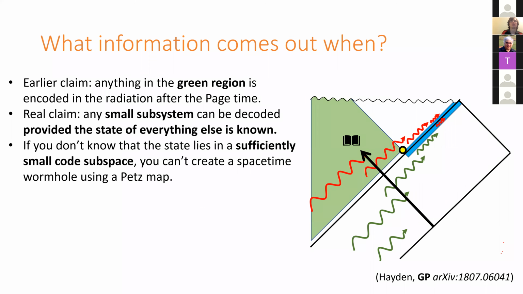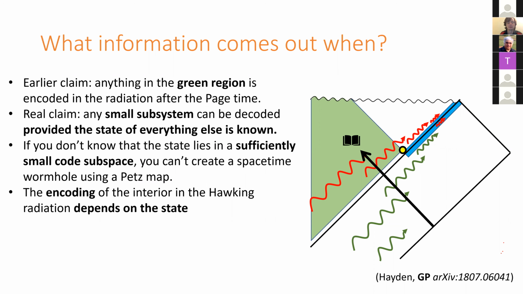in. If you don't know that the state lies in this sufficiently small code space, then when you try to create a space-time wormhole using the PETS map, it just won't work. The PETS map is different for different subspaces. If you try to use it for too big a subspace, then you just won't be able to make the wormholes connect. The dominant contribution will come from disconnected saddles, and you just won't get the right answer. So what does that mean? It means the encoding of this operator in the Hawking radiation depends on the state of everything else that fell in.